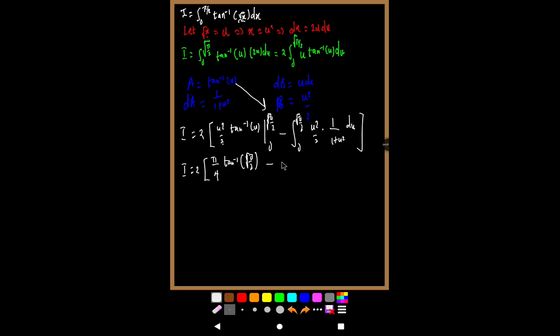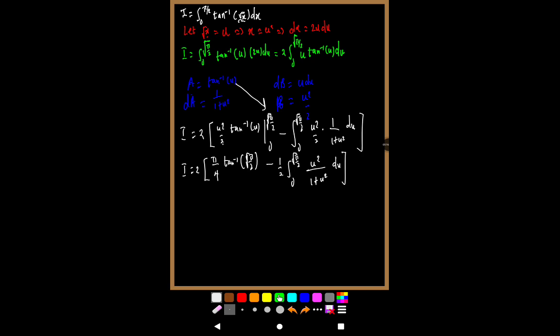Okay, so minus then equal. See, this is 1 over 2, a constant. We can bring it out. So we have 1 over 2 multiplied by the integral from 0 to square root of pi over 2, then we have u squared over 1 plus u squared du. That's pretty cool.